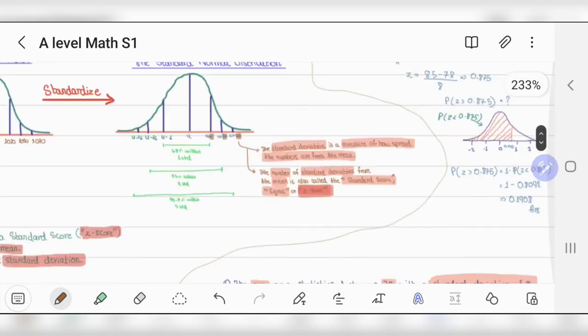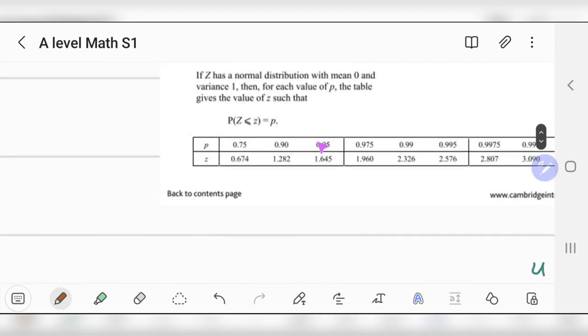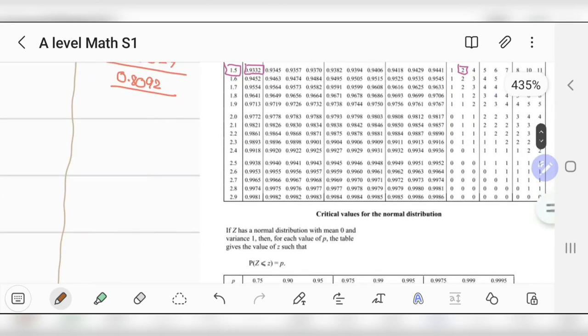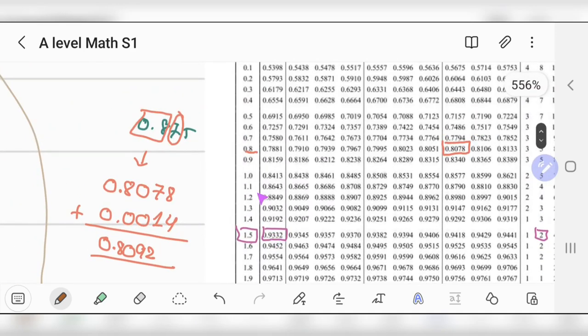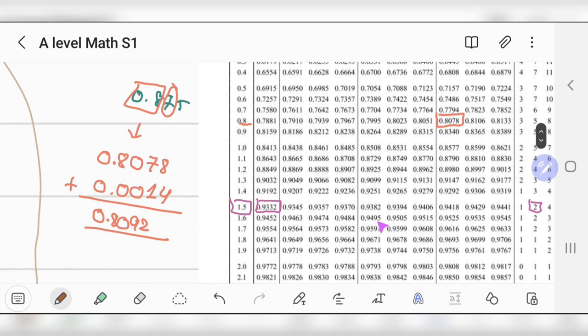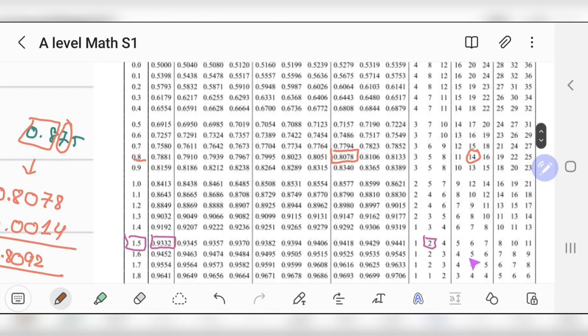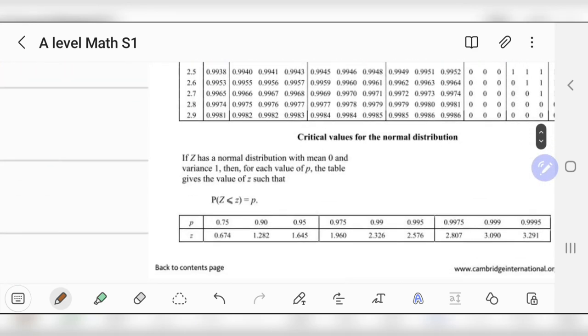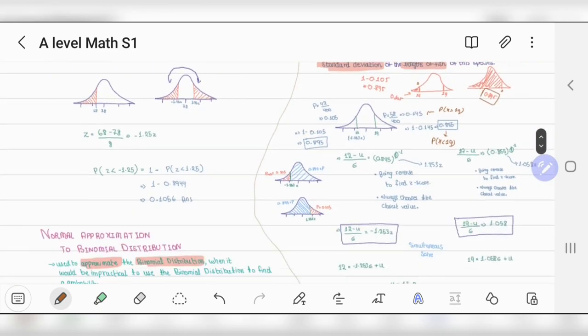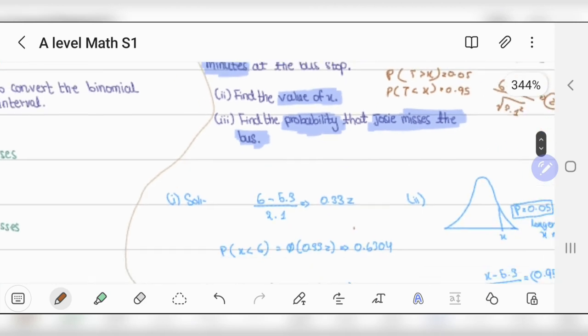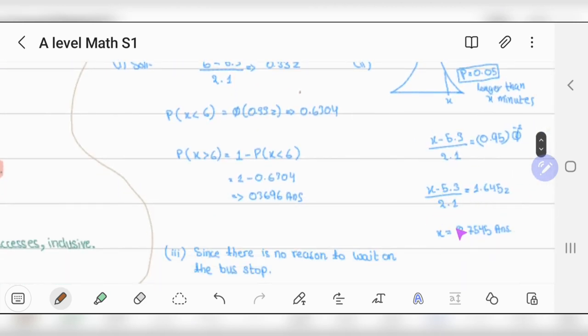0.95 is the probability, convert it to a z-score. So this is the probability and this is the z-score, 1.645. Or you can just see it here, 0.95. Wait, 0.95, right? So 0.9495, okay, this is 1.6 and 1.64, 1.645. Okay, this is how you calculate the z-score back from probability. So this is how you do it, and then you just find the value of x, put it in, and you get the value of x.